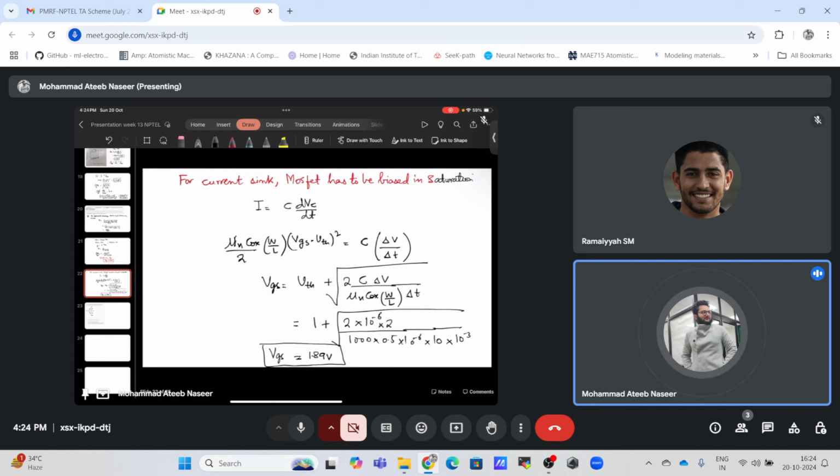You must have seen that I have not written VGS less than VT, because VGS cannot be negative. If it would have been negative, then we would have got the condition that VGS is less than VT, which is not possible. VGS cannot be less than VT for the MOSFET to behave in the saturation region.